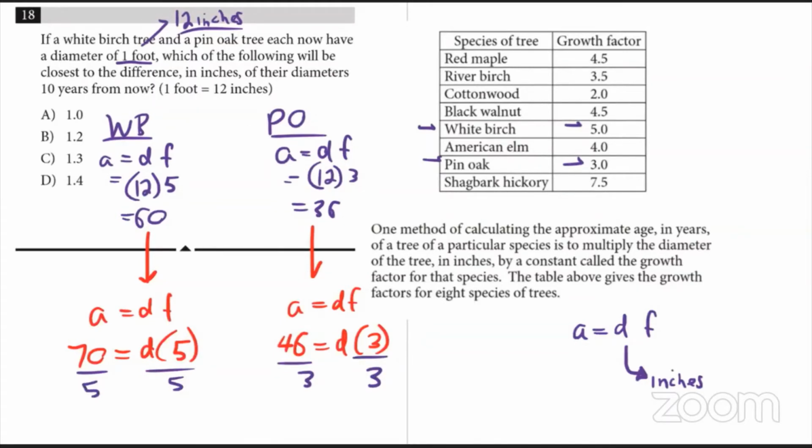So we'll get here, the diameter is 70 divided by 5, which is 14. And here it's 46 divided by 3, which is 15.3. And what's the difference between them, which is what we're being asked for? It's 14 versus 15.3. So the answer to number 18 is C, 1.3.